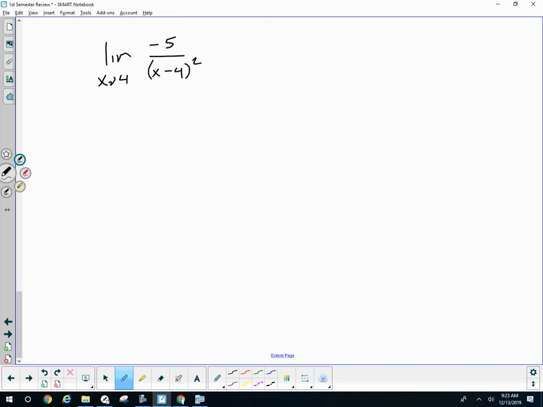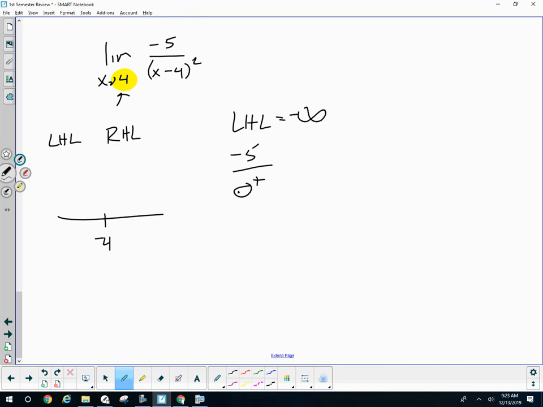Here they're asking you about the limit as x approaches -4 in general. We would look in both directions. Make sure if you're looking at a limit, you need to look at the left-hand limit and the right-hand limit. -4 from the left, -4.001. This will end up being 0.001 squared. It'd be a positive 0.001. So the left-hand limit would end up being -5 over something very, very close to 0 but positive. So this will be negative infinity.